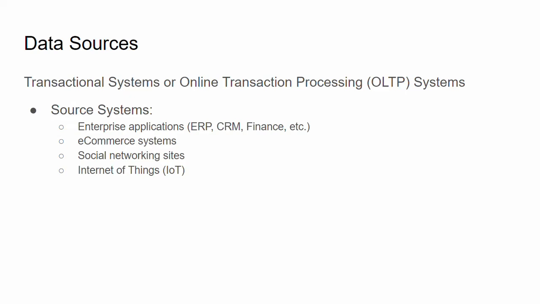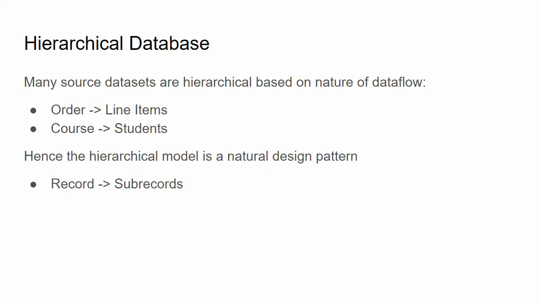Then there are e-commerce systems, such as Amazon or Walmart, where they sell big time online. And then there are social networking sites, where everybody is familiar with posting your posts or giving likes or dislikes to other people's posts. And finally, the Internet of Things, like cell phones and smartphones, keeps on generating data every second. So these are the sources of the data, and the data comes from the source.